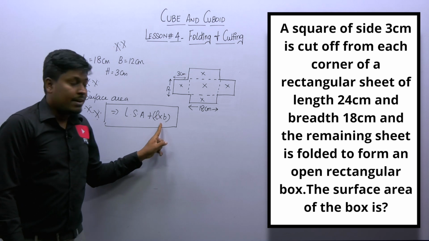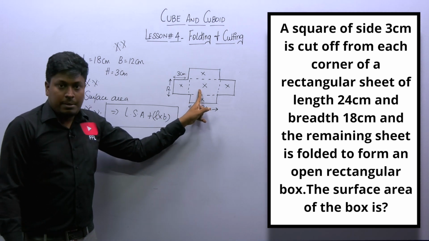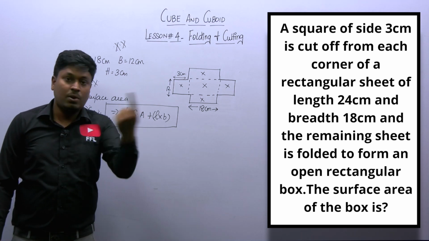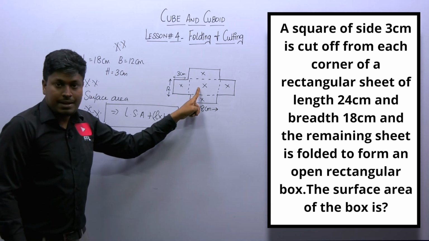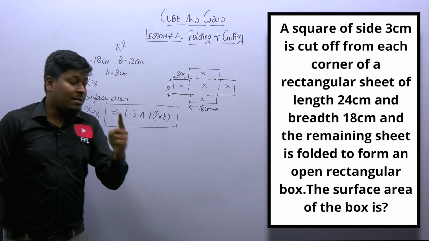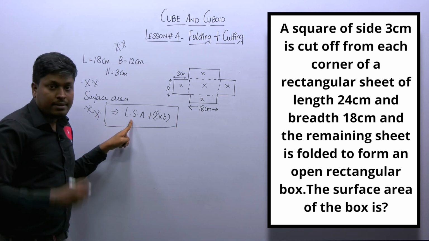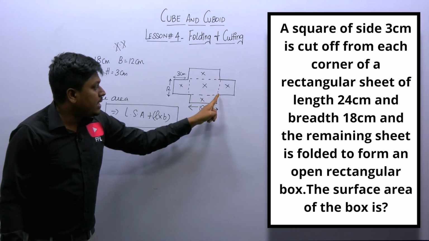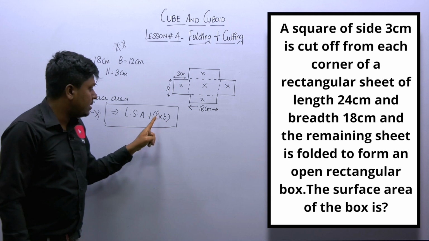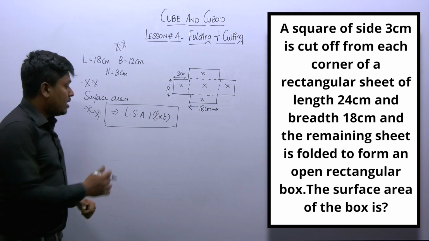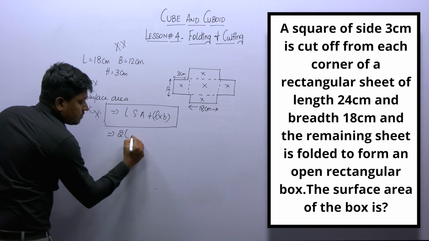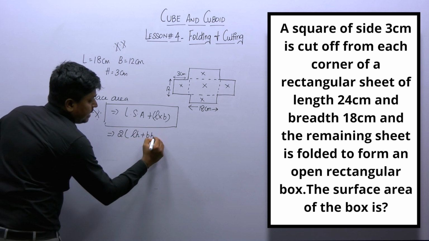So friends, listen here. In this open rectangular box, we don't have a topmost layer. We have 4 layers at the corner and 1 bottom layer, right? So the 4 layers at the corner act as the lateral surface area, plus 1 bottom layer. This bottom layer is a rectangular piece, length into breadth. So length into breadth. Understood or not? So for the lateral surface area, 2 into (LH plus BH), plus L into B.